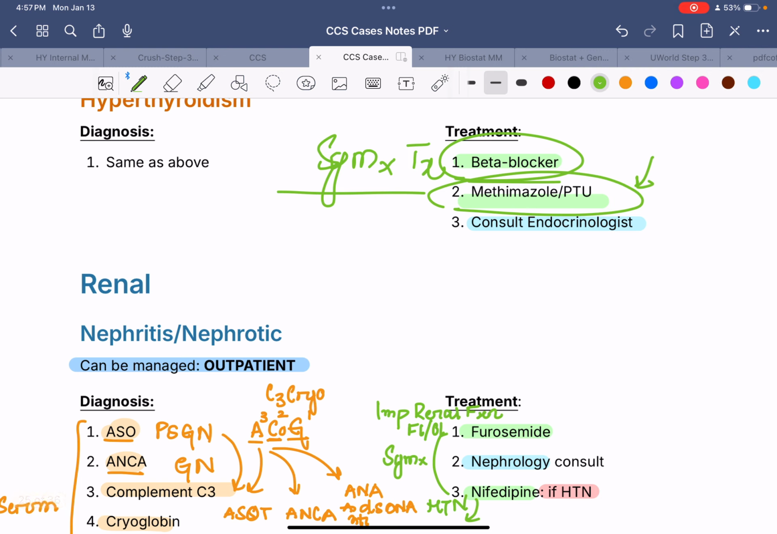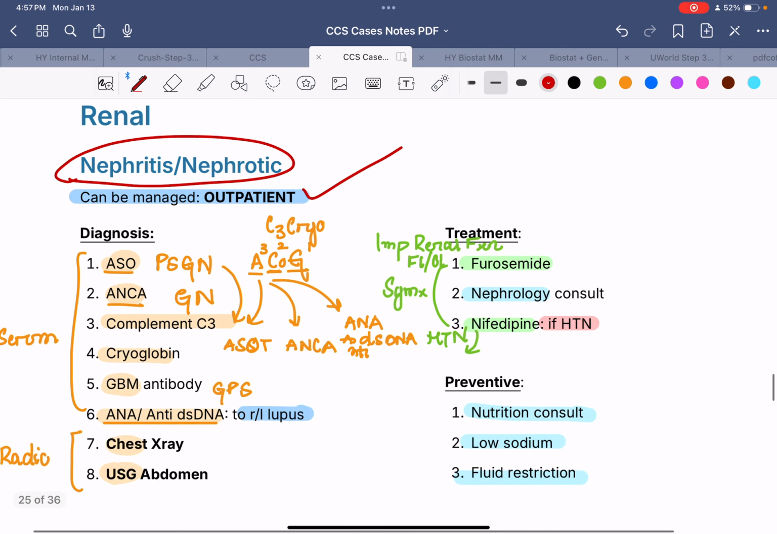Now we are going to begin the renal CCS cases. So suppose you have a patient and he has either nephritic or nephrotic syndrome. So generally in kids, it's like nephrotic syndrome, but there can also be nephritic syndrome. But one very important thing is that we are not going to admit the patient to the inpatient unit, rather he can be managed outpatient, right?